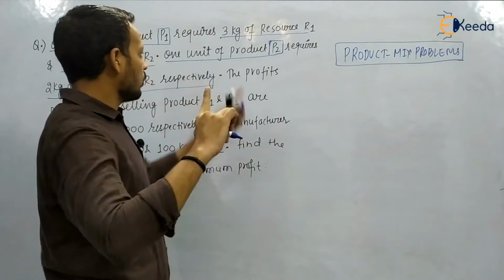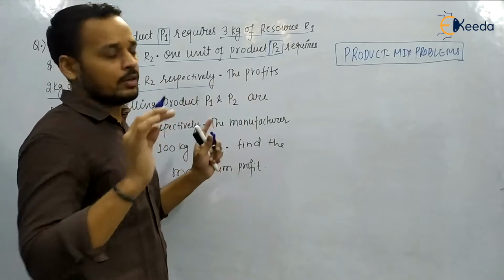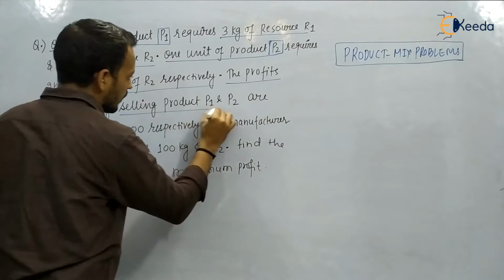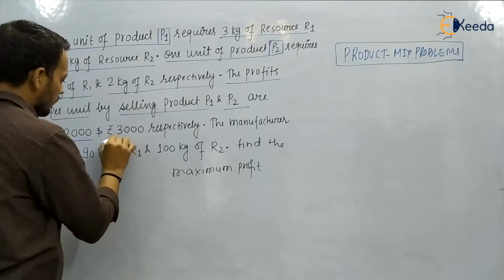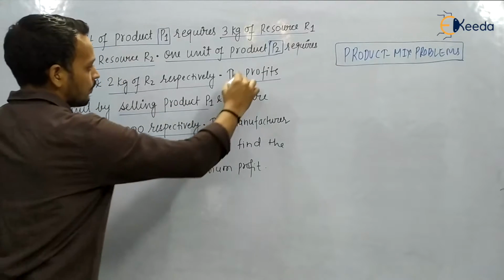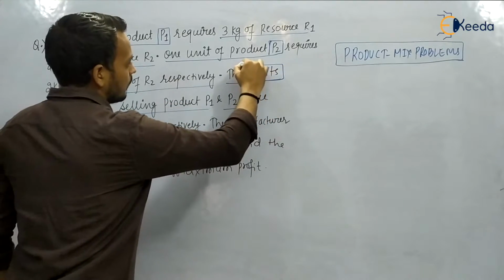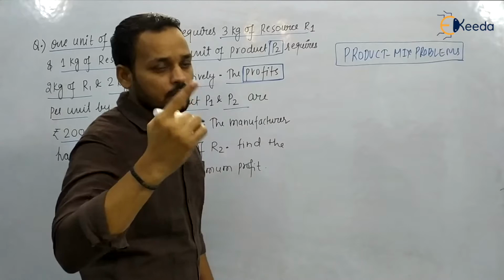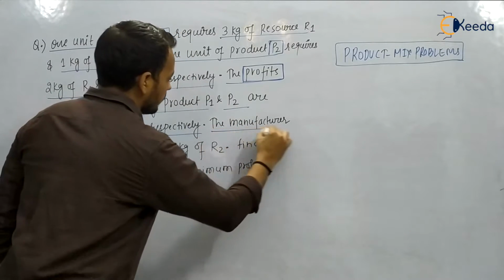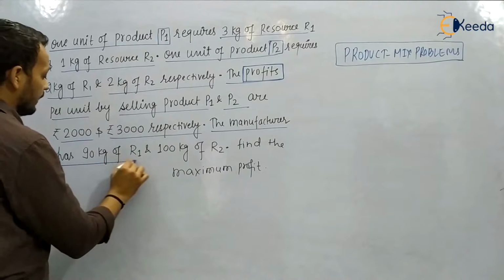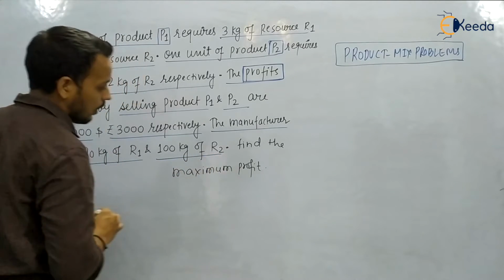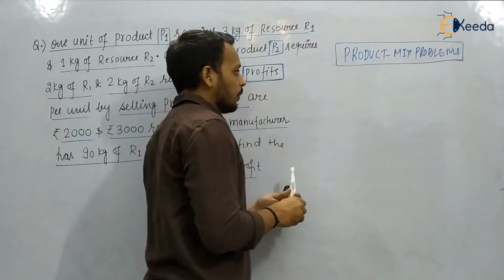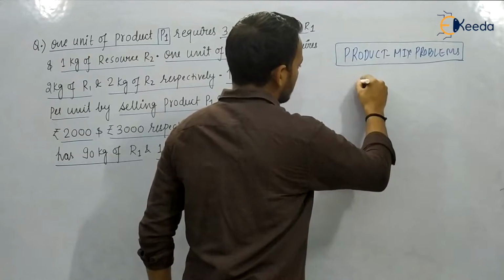To make the products P1 and P2, we require resources R1 and R2, and it says that the profits per unit by selling products P1 and P2 are 2000 rupees and 3000 rupees respectively. You can see the profit is given, which means our objective function is going to be the maximization type. Next, it says the manufacturer has 90 kg of R1 and 100 kg of R2. Find the maximum profit.